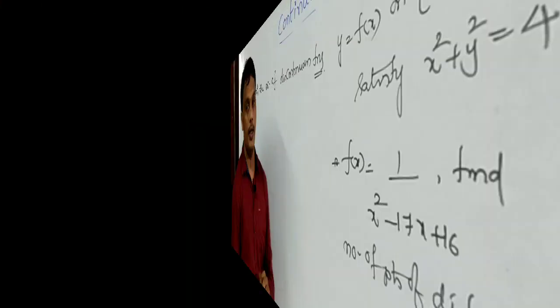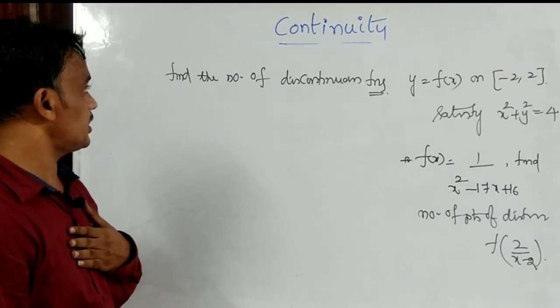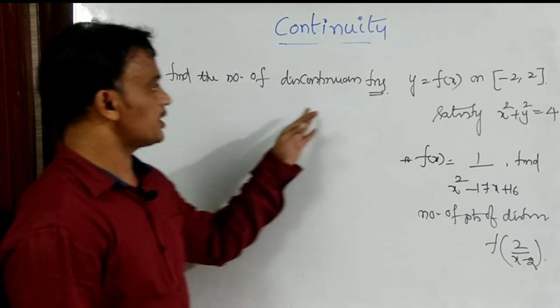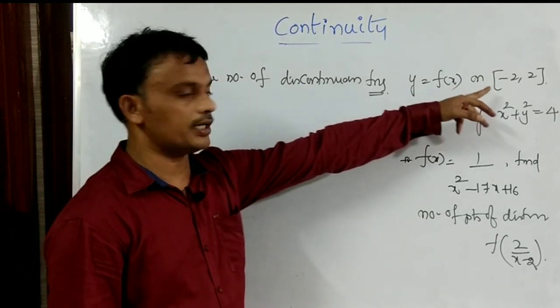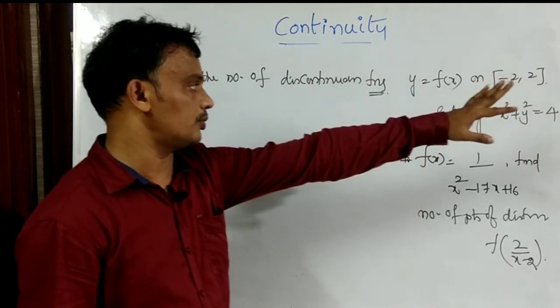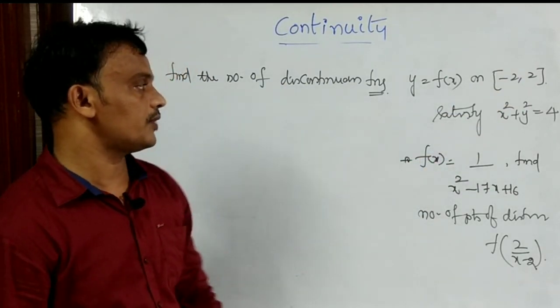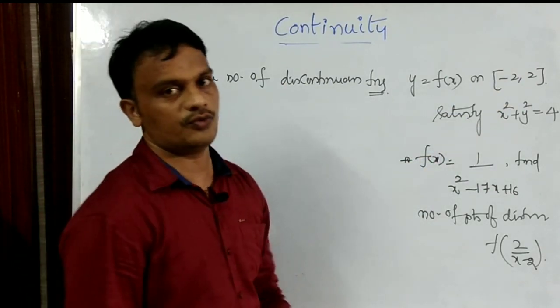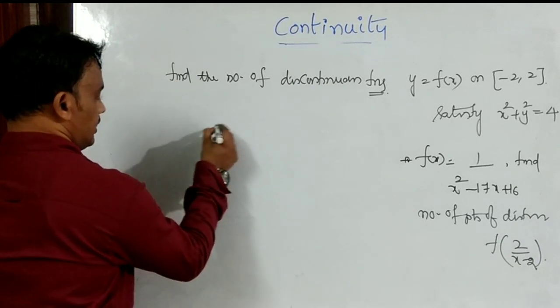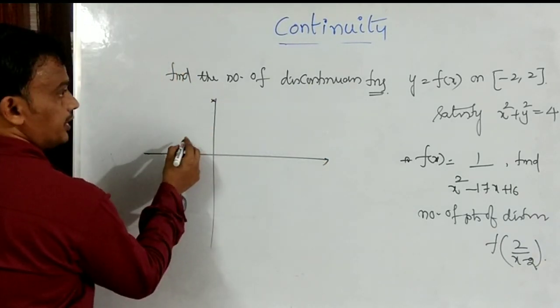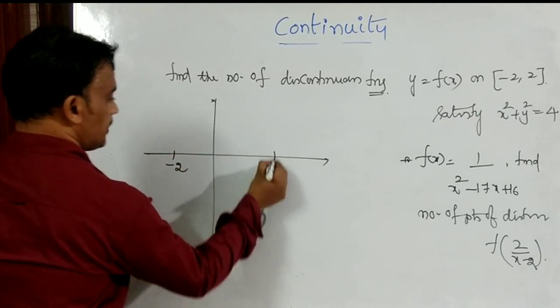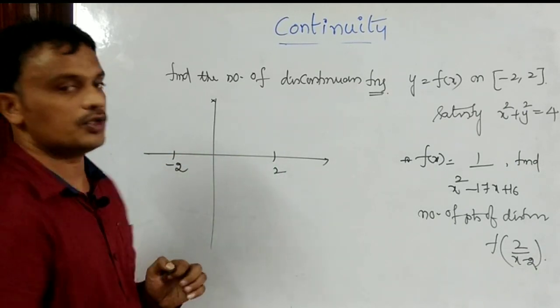Okay students, let us see some problems for discontinuity. Find the number of discontinuous functions y equals f(x), which is defined on the closed interval minus 2 to 2, and satisfies the equation x square plus y square equals 4. Let us see, between the interval minus 2 to plus 2, the number of discontinuous functions.